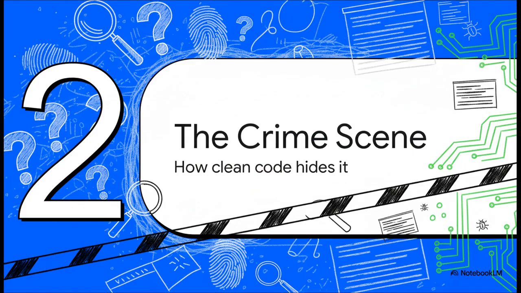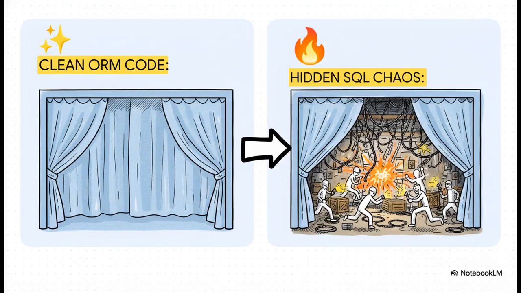Okay, so let's investigate the crime scene. And you might be shocked to find out that the culprit here is often code that looks totally clean, really simple, and completely innocent. I mean, just look at this. On the left, that code is beautiful, right? It's exactly how your ORM, your object relational mapper, is supposed to work. But that elegant code is a leaky abstraction. It completely hides the absolute chaos that's happening on the right, a massive storm of individual SQL queries just hammering your database.